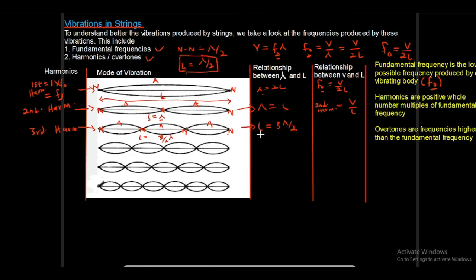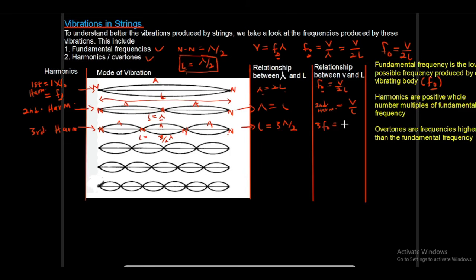Now, if we want to get the relationship between V and L, we can just say third harmonic is 3 times fundamental frequency, so we say 3F naught. Remember, harmonics for a string are positive whole number multiples of fundamental frequency. So third harmonic will be 3 times fundamental frequency. Second harmonic will be 2 times fundamental frequency. First harmonic 1 times fundamental frequency. Fourth harmonic 4 times fundamental frequency. Fifth will be 5 times, sixth will be 6 times, and so on and so forth. So we have 3 times fundamental frequency to be our third harmonic.